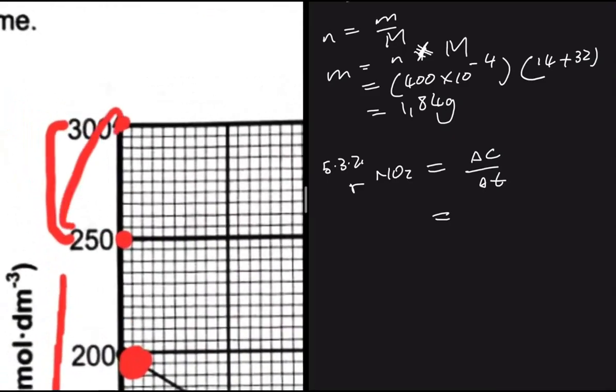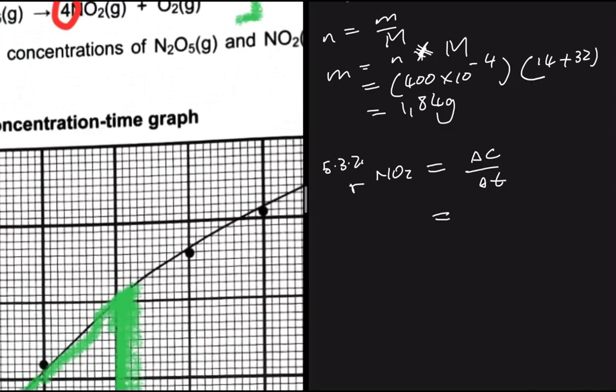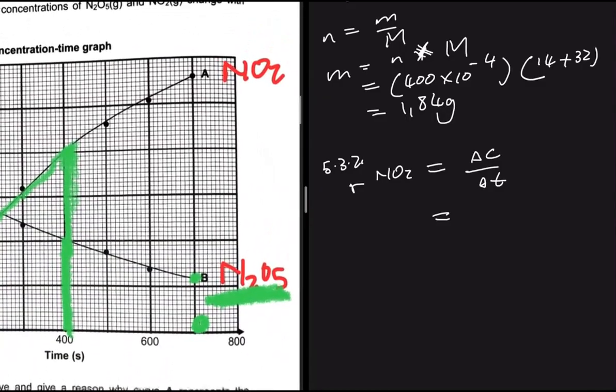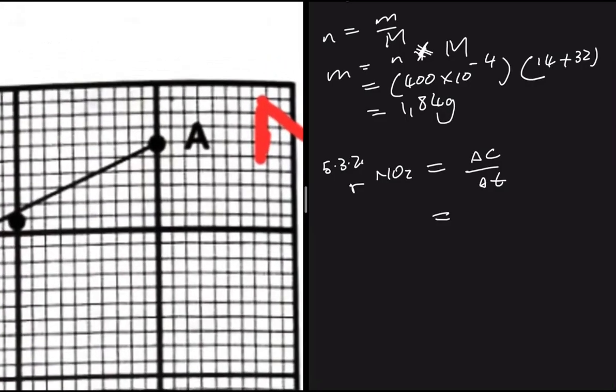So from this point to this point is 50 units, right? 250 to 300, and we have 10 dots in between, so one dot is 5 units. So let's go ahead and find our concentration when t is equal to 700. So we have 250 here, 255, 260, 265, 270, 275, 280. So our final concentration is 280, and our initial concentration is 0, right?